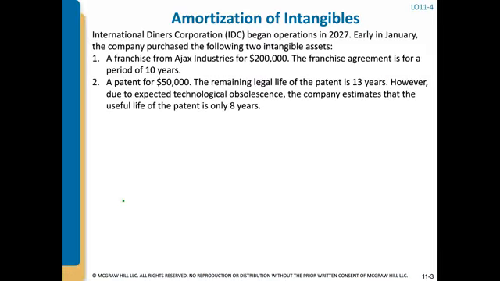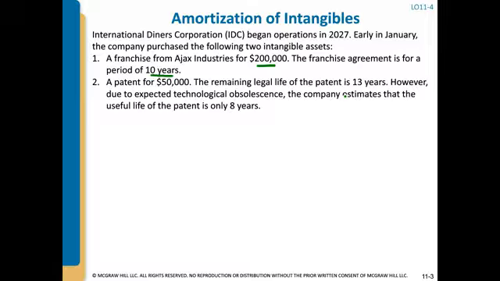Let's go through an example. International Diners Corporation, IDC, began operations in 2027. Early in January, the company purchased the following two intangible assets. Number one is a franchise from Ajax Industries for $200,000, and the franchise agreement is for a period of 10 years. That's going to be our useful life for this intangible.